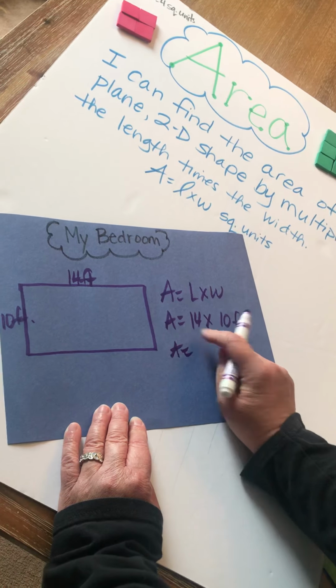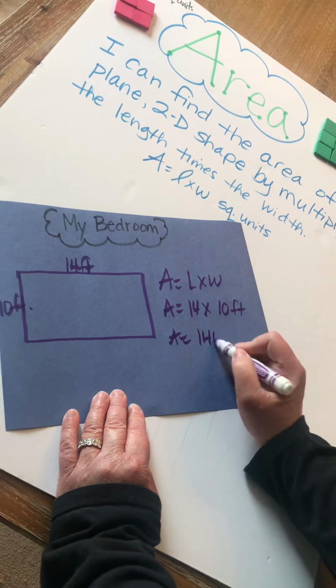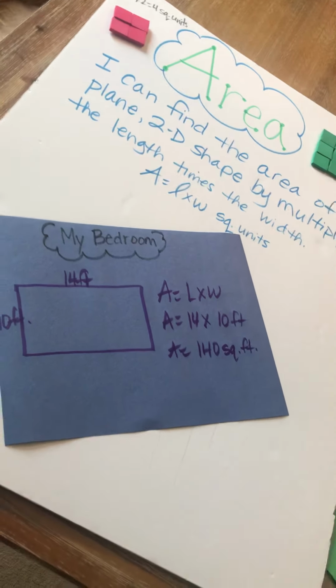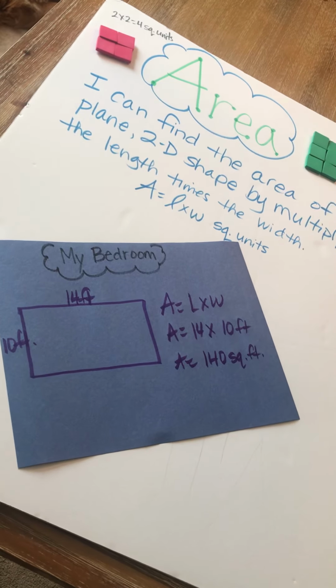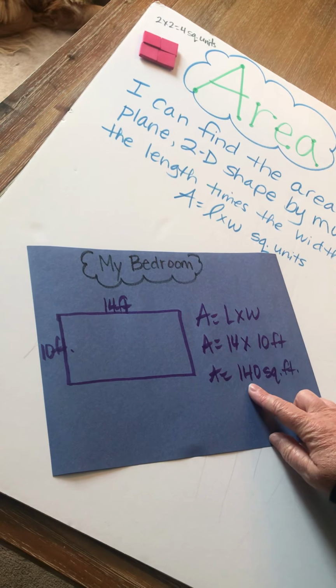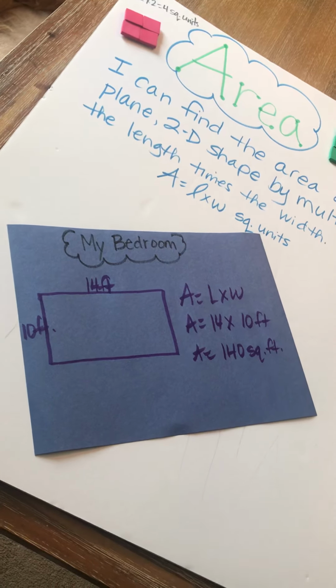Area equals, do you remember 14 times 10? 140 square feet. So you'll be able to go to your mom and dad and say, I know how much carpeting we need to order. I need to order 140 square feet.